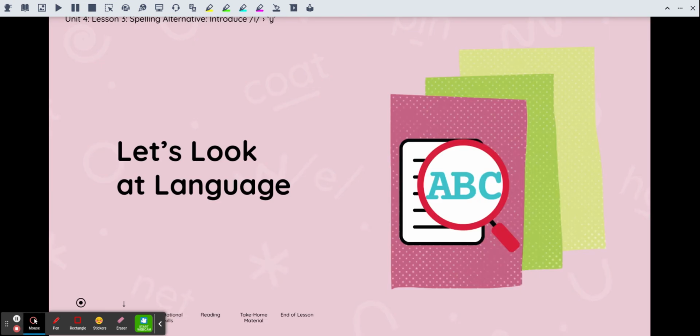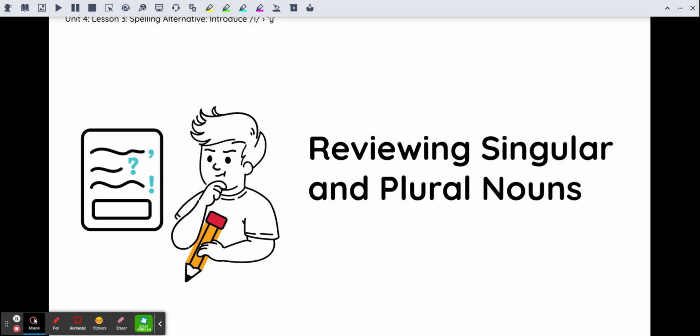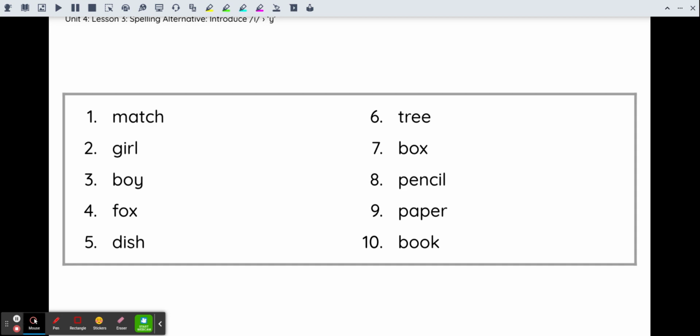Let's look at language. Reviewing singular and plural nouns. Today we will review singular and plural nouns. Point to the first word. Hold up one finger. One match, but two matches. How do I change the singular form of the noun match to its plural form? If you said add ES, you are correct.